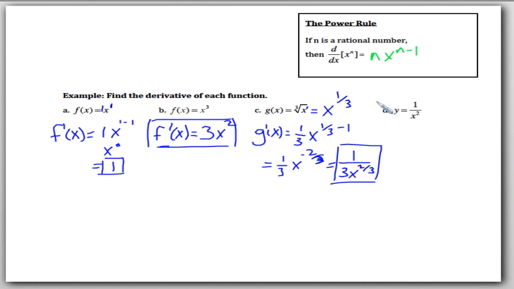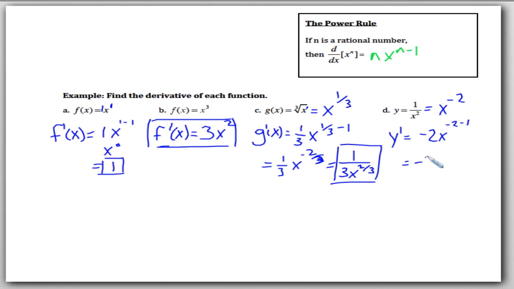All right, for letter D, here we have 1/x squared. Again, we want to get this in the form x to the nth power. So this really becomes x to the negative 2. So we just flip it into the numerator and then change the exponent to negative. And so y prime here is going to be negative 2 times x. Now be careful here. This is negative 2 minus 1. So this really becomes negative 3.